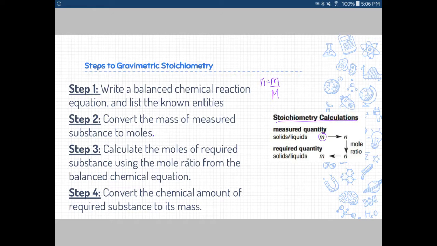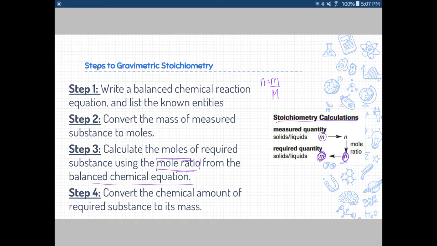Step number 3 says calculate the moles of a required substance using a mole ratio. Now, this concept of the mole ratio we have seen in our previous units with gases and the law of combining volumes, and we've also seen it a little bit with our solutions unit, but this is where we get really familiar with the mole ratio. And we get this from the balanced chemical equation. Step number 4 is we convert the chemical amount of a required substance into its mass. This depends on what our question is asking for. If we're asking for a chemical amount, we can end at the mole stage. If we're looking for mass, we have to convert it back into a mass.